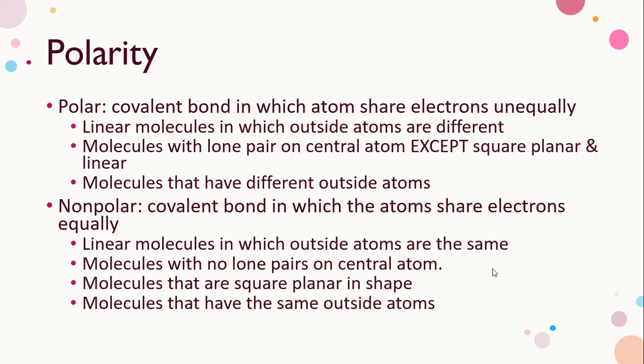or if molecules have different outside atoms. So there can be no lone pairs on the middle, but if their outside atoms are different, it's going to be polar. Nonpolar is when they share these electrons, they're doing so equally. There's equal pull. So this happens when linear molecules and the outside atoms are the same, if there's no lone pairs on the middle, if they're square planar in shape, or if they have the same outside atoms.